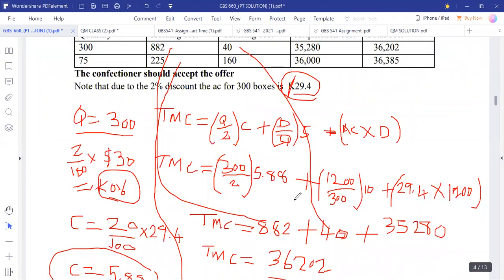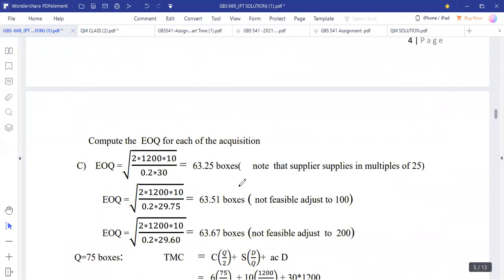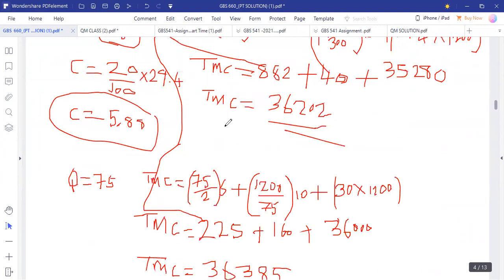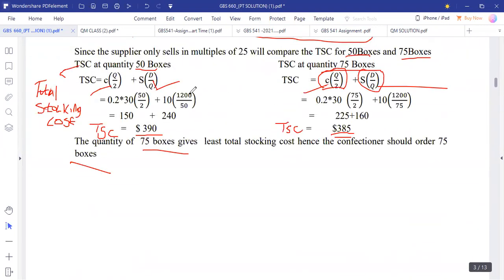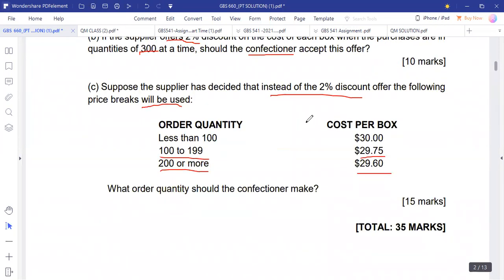Okay. So meaning that for the first range, there's no discount. We are still buying, because anything less than 100 boxes, the cost per box is $30. So our carrying cost for this one will still be 0.2 multiplied by 30. That's how we find the carrying cost for this one.